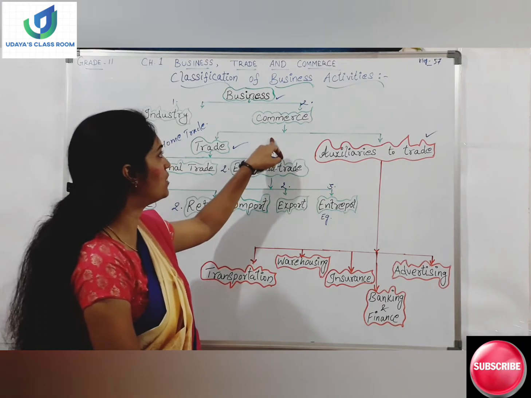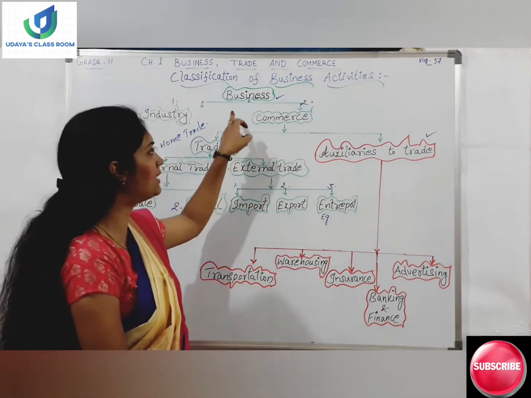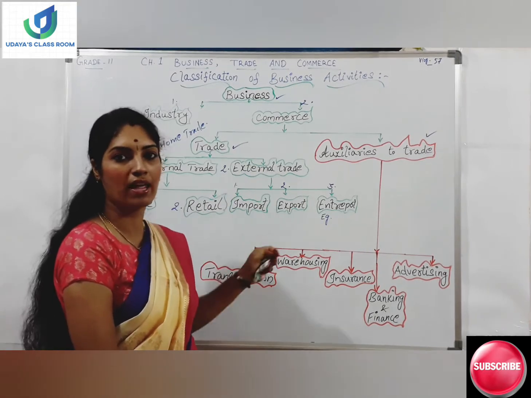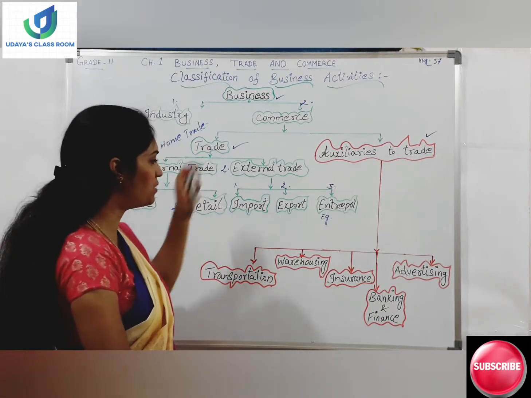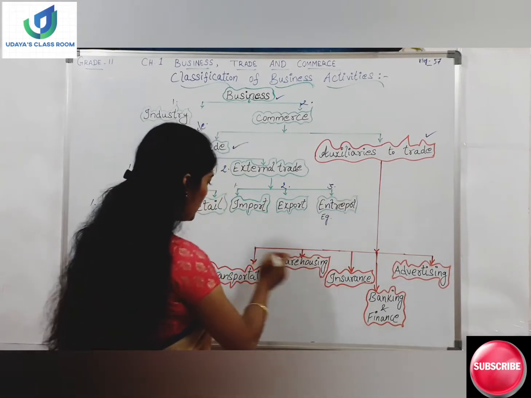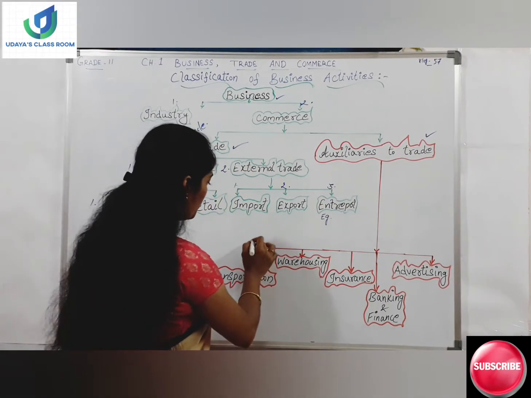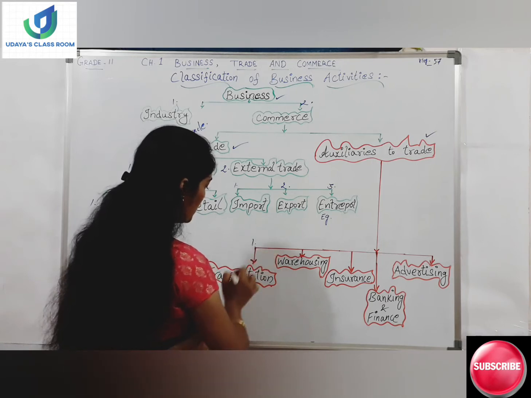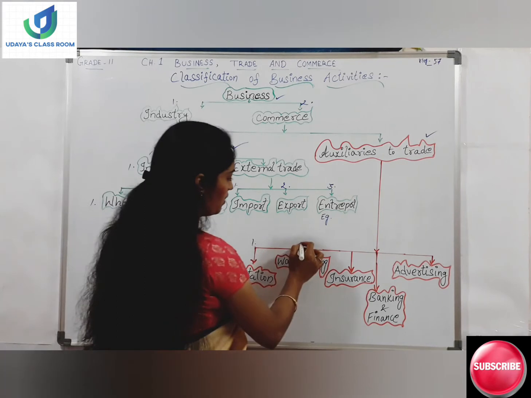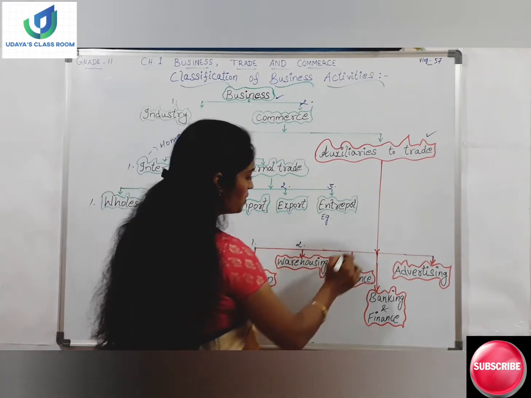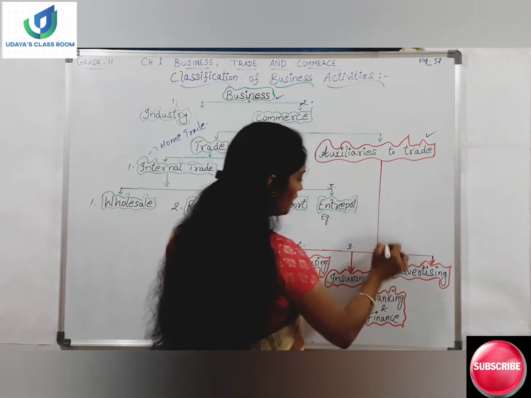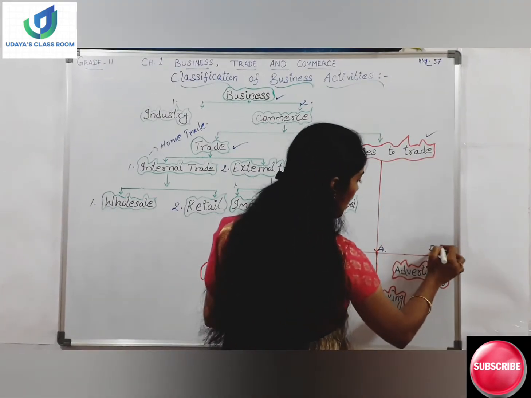So, that is the reason why commerce is an integral part of business. Commerce is very important and it is playing a very vital role in business activities. So, auxiliaries, I have told you now. Let's move on to the classification. The first auxiliary to trade is transportation, and next is warehousing, and the next is insurance, and banking and finance, and advertising.